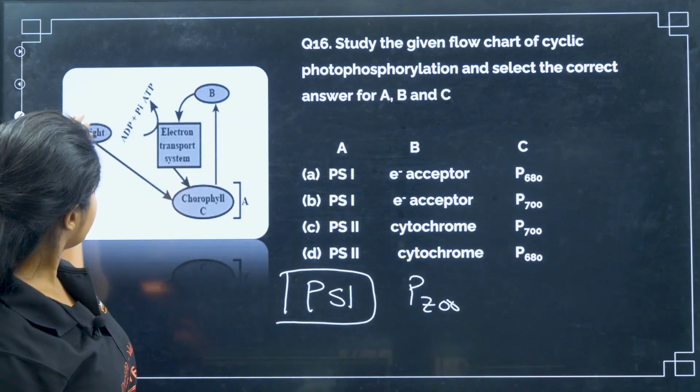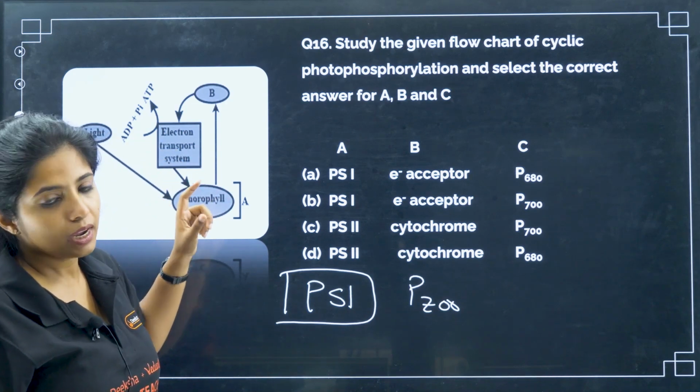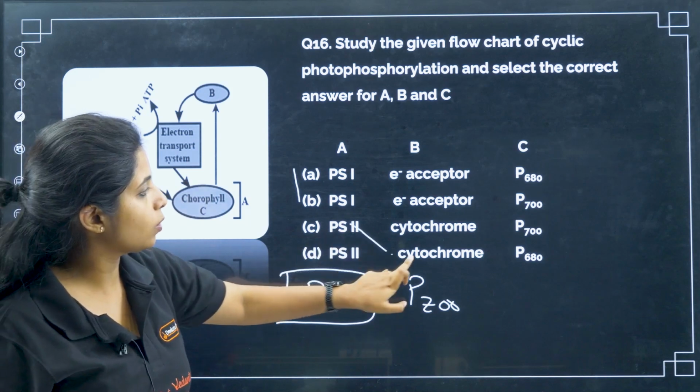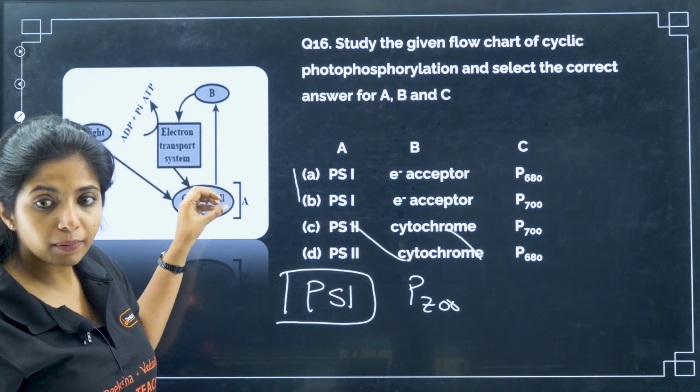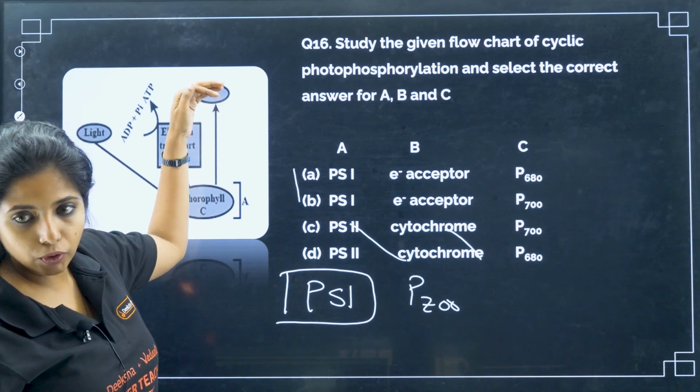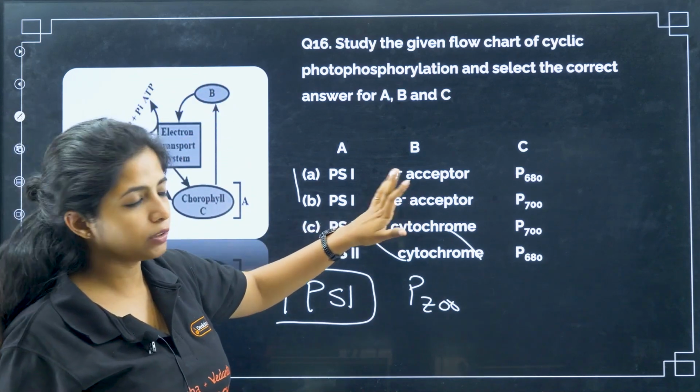So what is A? A is something that is taking up the light, so it has to be a photosystem, right? Which photosystem? It has to be one, so I have two options, and I can cut down these two options. Now, when light falls, what will happen? Electrons are going to charge up, to the high state. So there should be an electron acceptor there. So this should be an electron acceptor. Both of them are the same.